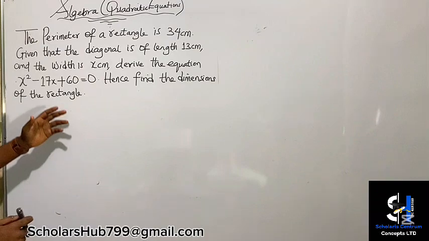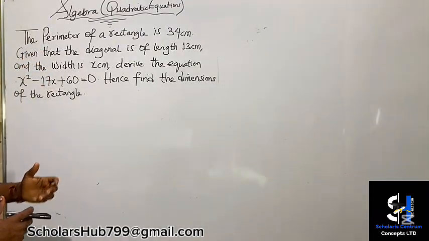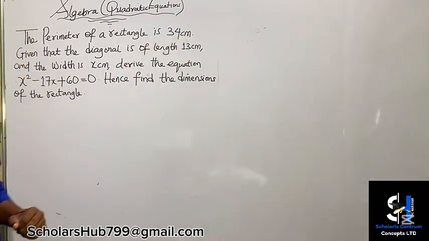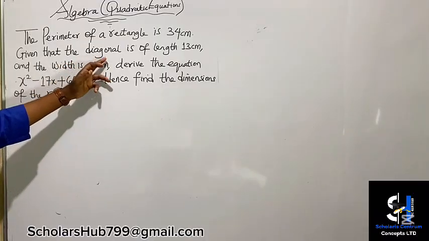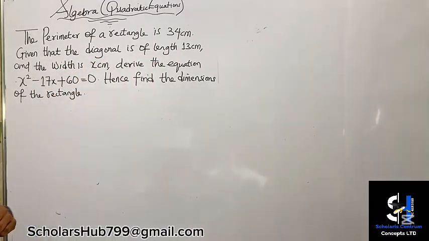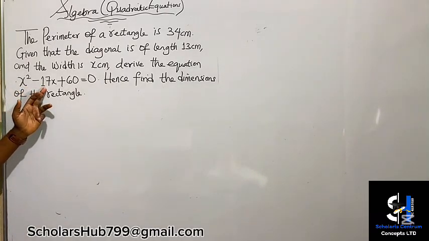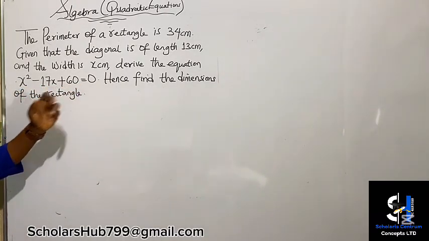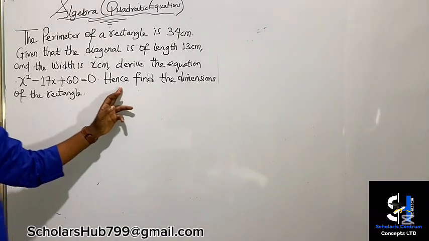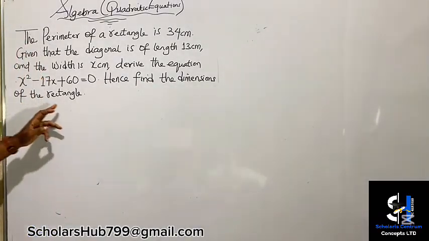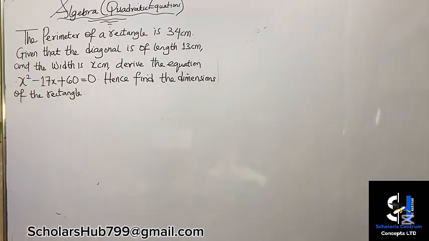Okay, so here we have the perimeter of a rectangle is 34 centimeters. Given that the diagonal is of length 13 centimeters and the width is x centimeters, derive the equation x squared minus 17x plus 60 equals 0. Hence, find the dimensions of the rectangle.